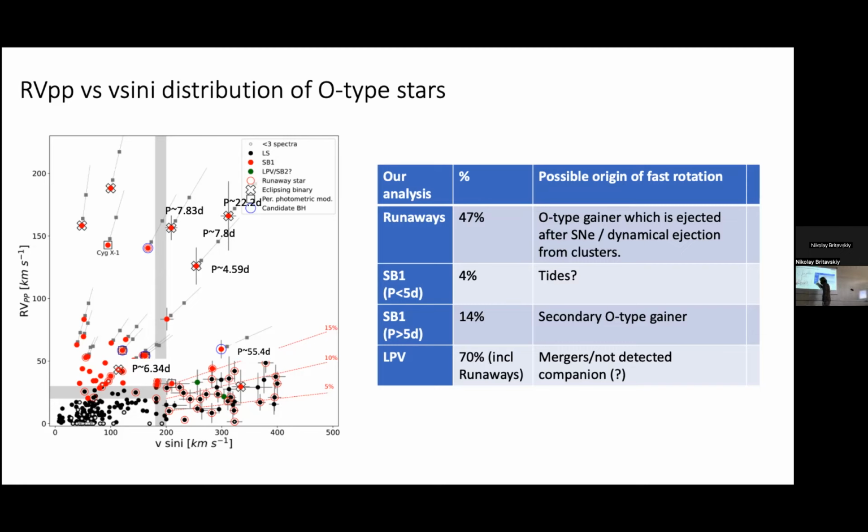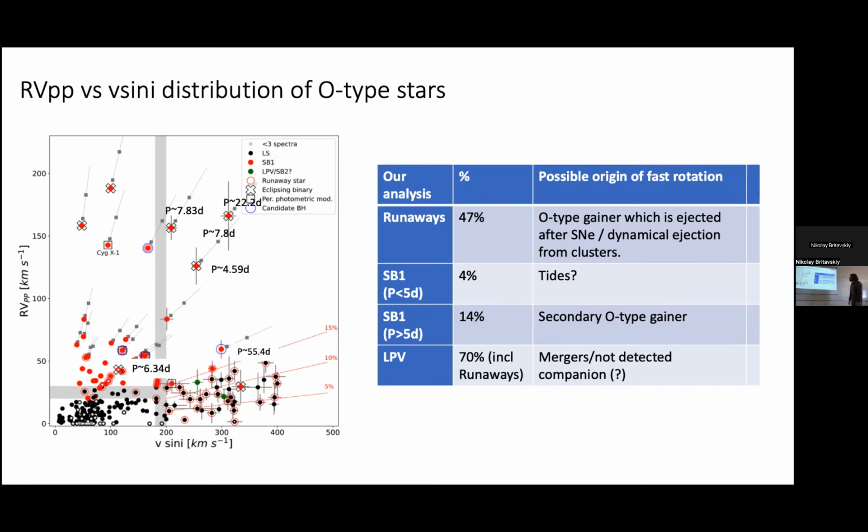Line profile variable means slightly single, apparently single. So the line profile is variable due to a non-detected component. There is some small variation, but even from visual inspection we can't say that it's really a binary. So we assume it is likely a single star.